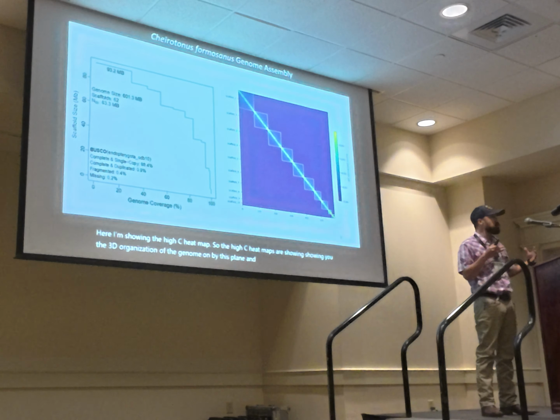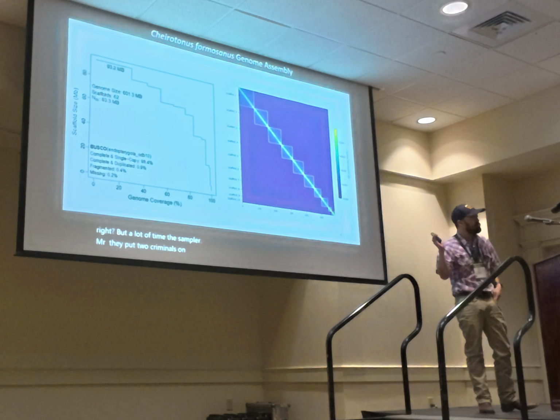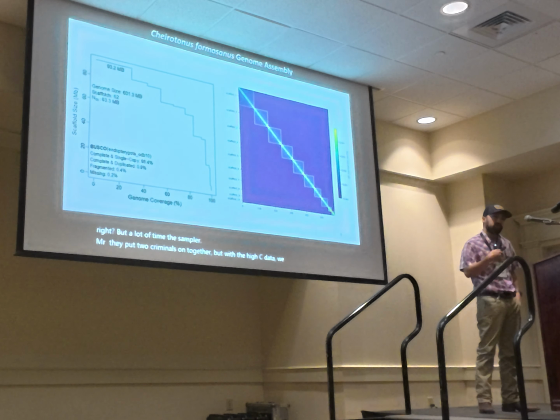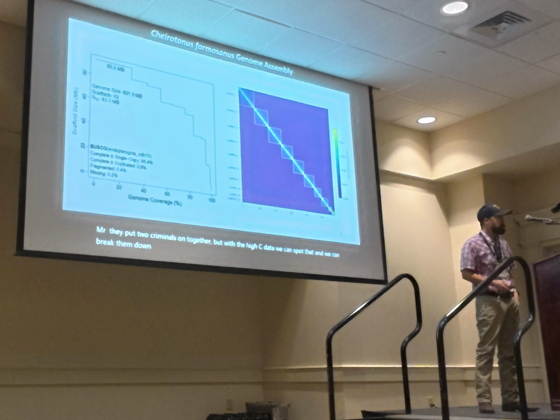But beyond that, Hi-C data can also help us identify misassemblies. Like I mentioned before, we want our assemblies to be highly contiguous, right? But a lot of times the assembler will misassemble. They put two chromosomes together. But with the Hi-C data, we can spot that and we can break them apart if necessary.